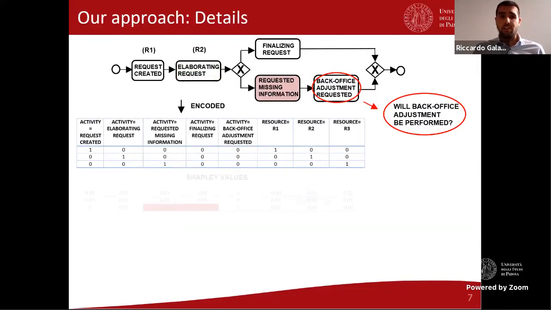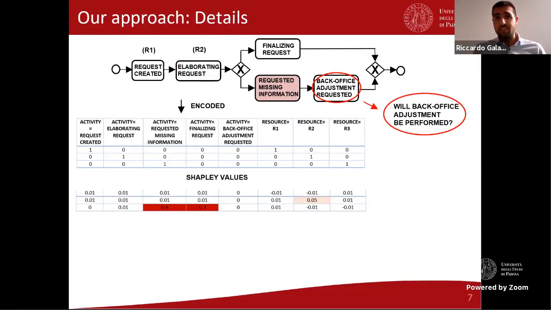And we pass to the third activity, which is requesting missing information. Here we can see that the model is rather sure that this activity will be performed. As we can see, 0.95, so it's rather sure.